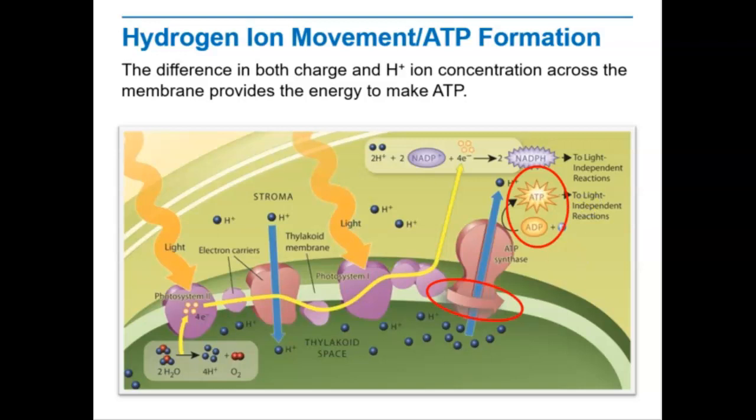As those hydrogen ions pass through the ATP synthase, it actually causes the molecule to rotate, and the energy that's produced is what's used to convert the ADP to ATP. If you look here, you can see that's highlighting the rotation, and what is produced is ATP.